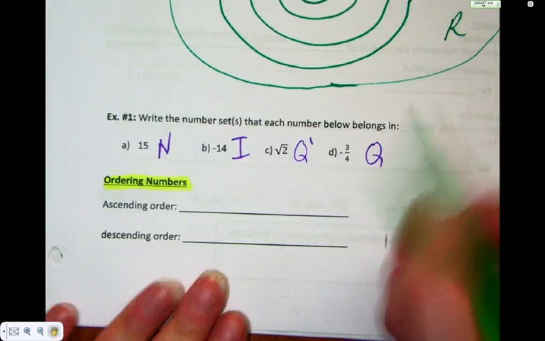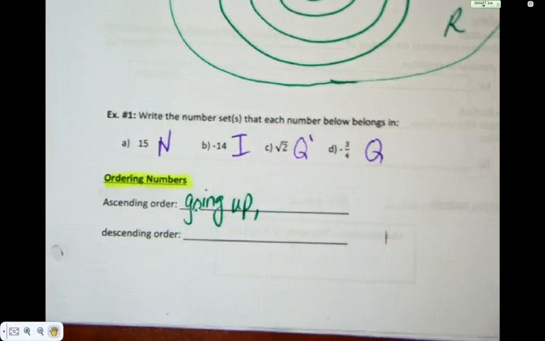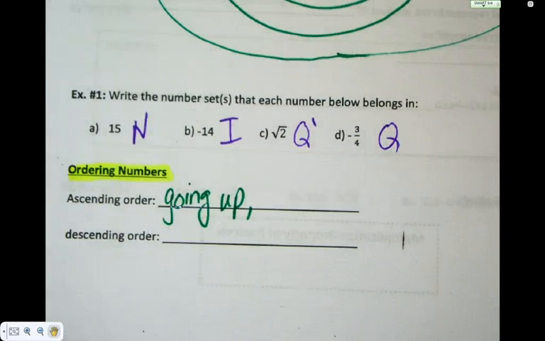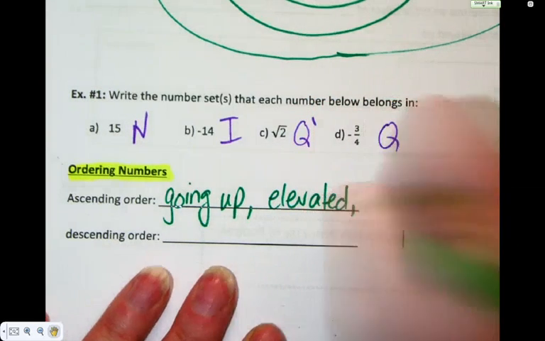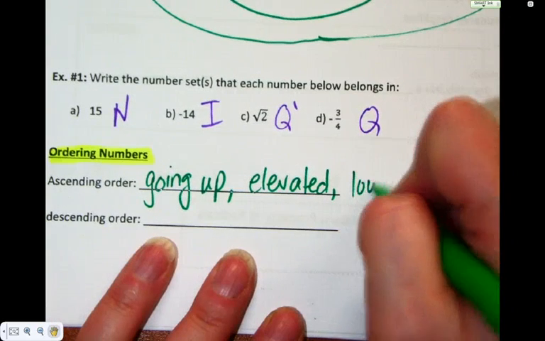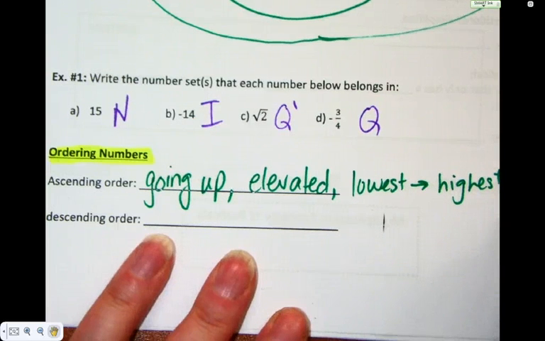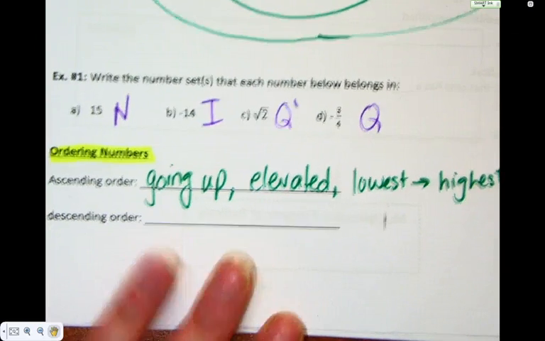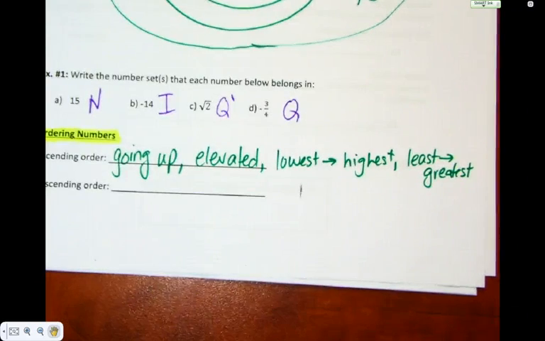Ascending. Going up, I like that. Another brain, give me a different way you might interpret ascending. Elevation. Ooh, elevated, I like that. Another brain that thought of something else. Lowest to greatest. Can I do lowest to highest? And then least to greatest? Least to greatest. Anybody else? Any other brain come up with something different?